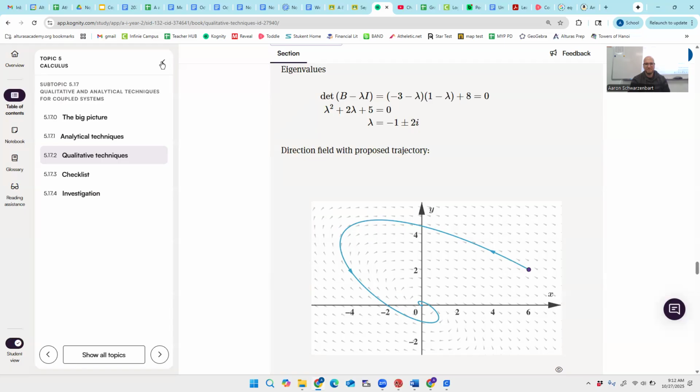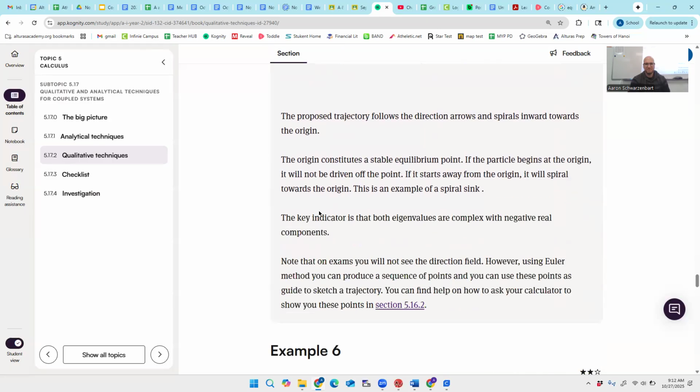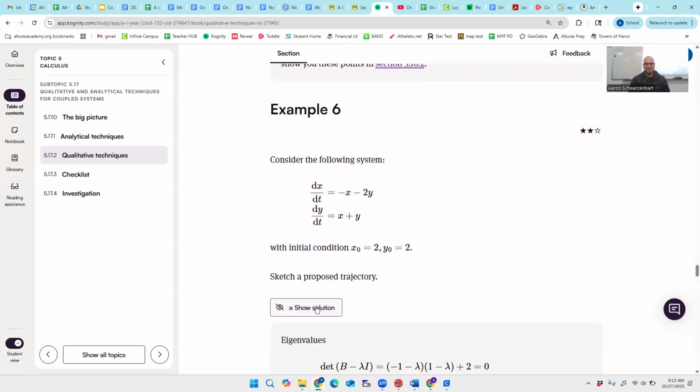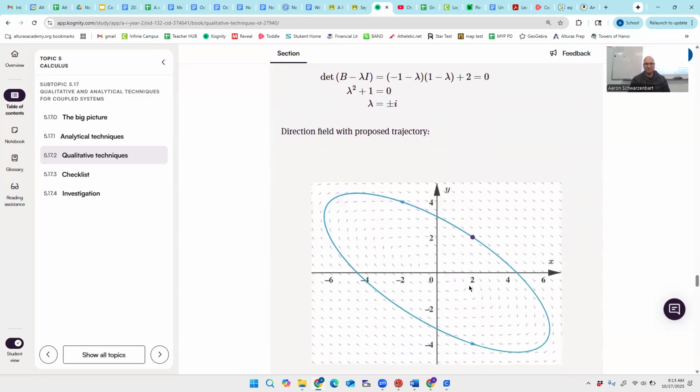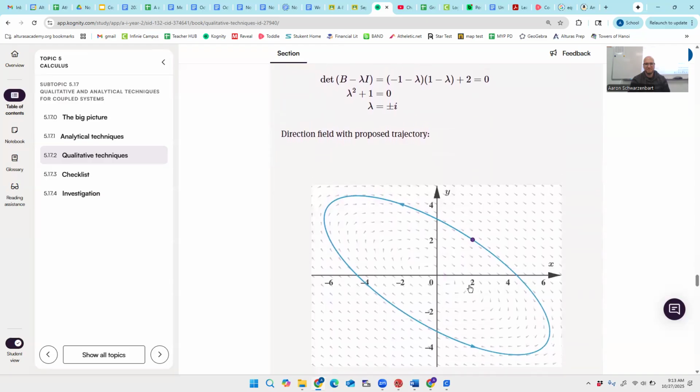Okay. This last one, we get just plus or minus i, which means it's going to spiral in a circle. Or an ellipse, I guess. You can find the slopes as it goes through the axes.